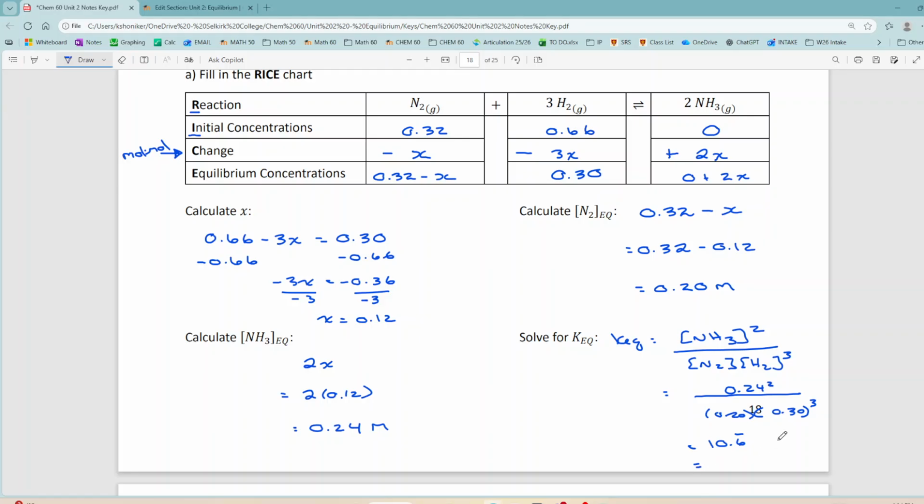Then I look at my sig figs. Because I've got 2 divided by 2 and 2, I'm going to answer as 11. And again, equilibrium constants do not have units. So my KEQ for this reaction would be 11.